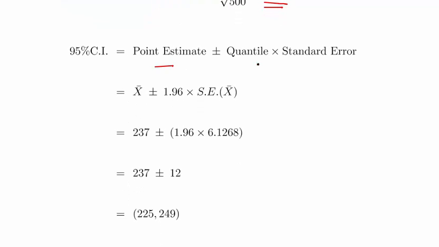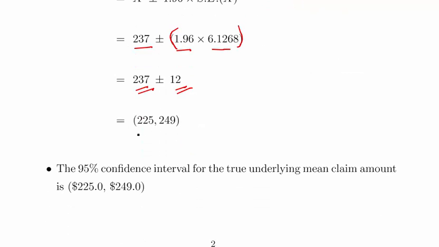And when I multiply that by 1.96, essentially I'm just piecing everything together here. Point estimate plus or minus quantile times standard error: 237 plus or minus 1.96 times 6.128. So we multiply those first, and then add or subtract from the point estimate. Now that works out to be 12, so it's 237 plus or minus 12, which is 225 to 249. So that's our confidence interval.